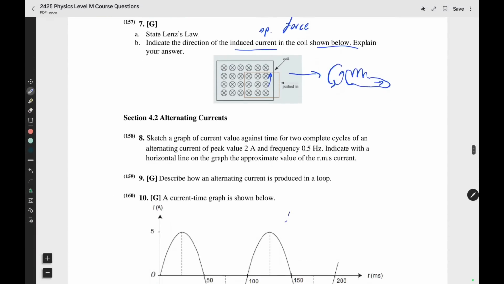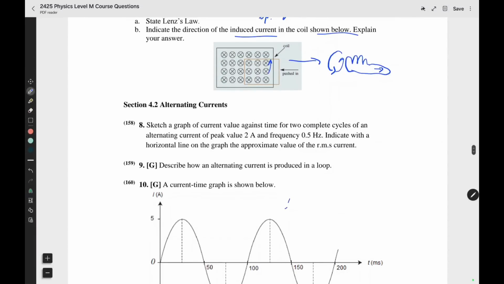Okay, moving on. Alternating current. Sketch a graph of the current value against time for 2 complete cycles of an alternating current of peak value 2 ampere and frequency of 0.5 hertz. Indicate with a horizontal line on the graph the approximate value of the RMS current.